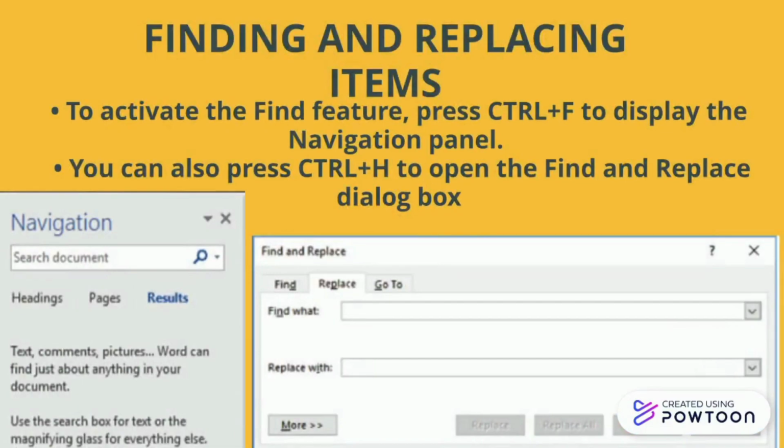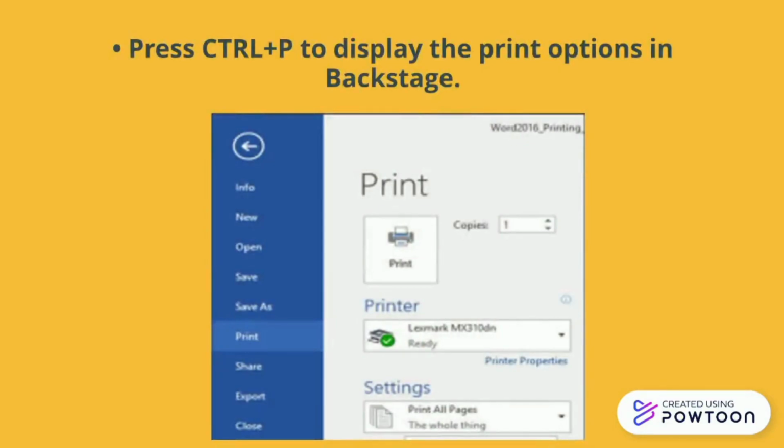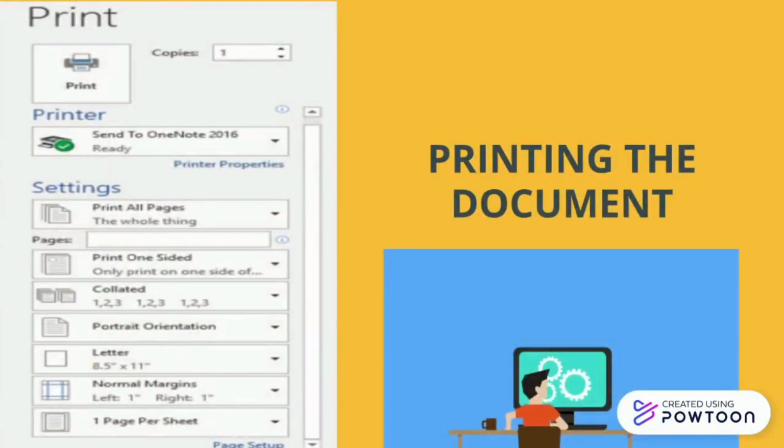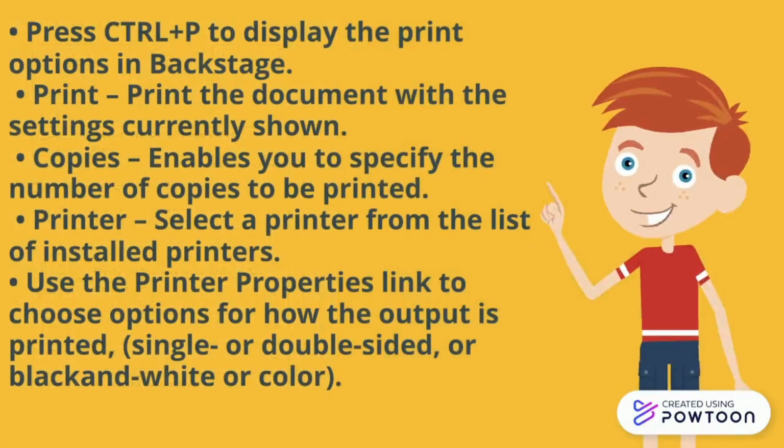Finding and replacing items. To activate the Find feature, press Ctrl plus F to display the navigation panel. You can also press Ctrl plus H to open the Find and Replace dialog box. Printing the document. Press Ctrl plus P to display the print options in Backstage.